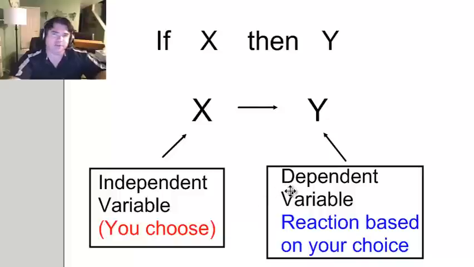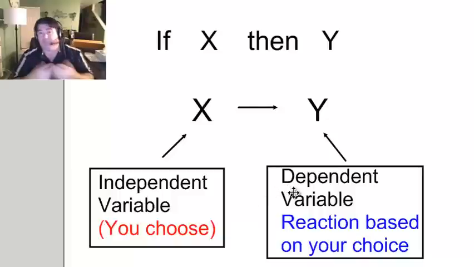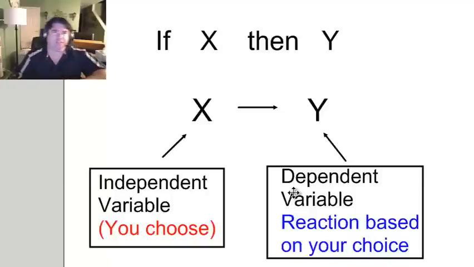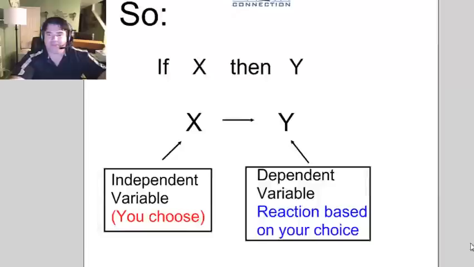X is what you call the independent variable, which simply means you choose. What you choose will determine what you're getting, but the dependent variable is the reaction. It's the result. So basically, action, reaction, cause, effect. All that comes into play.